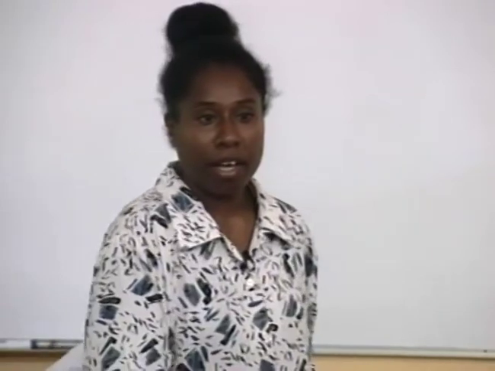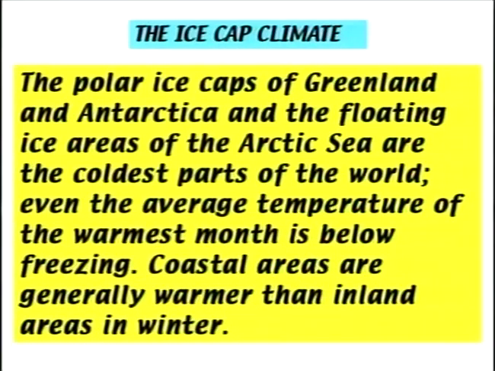Finally, let's look at the last of the examples of the polar climate, and that is the one for ice cap. I think the word speaks for itself. When we talk about ice cap, we're looking at perhaps an area which is covered in snow and ice all year round. Now to the third and the final type climate, and that will also conclude the activities that we have been doing in terms of recognizing the different climatic types, location, and characteristics. And that is the ice cap climate. The polar ice caps of Greenland and Antarctica and the floating ice areas of the Arctic Sea are the coldest parts of the world.